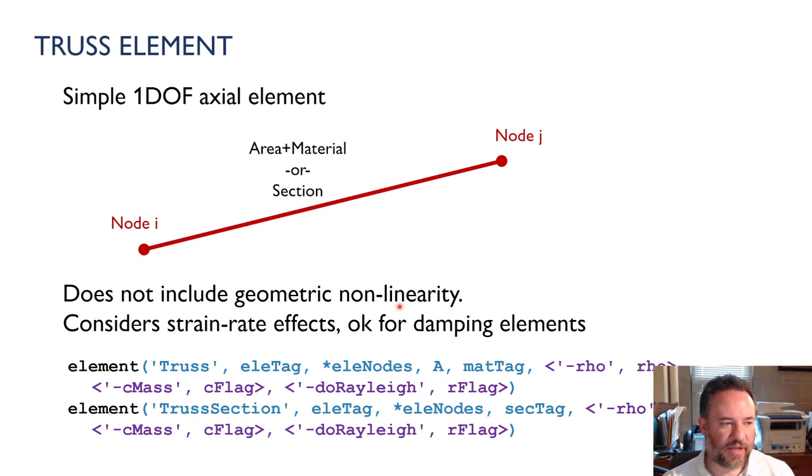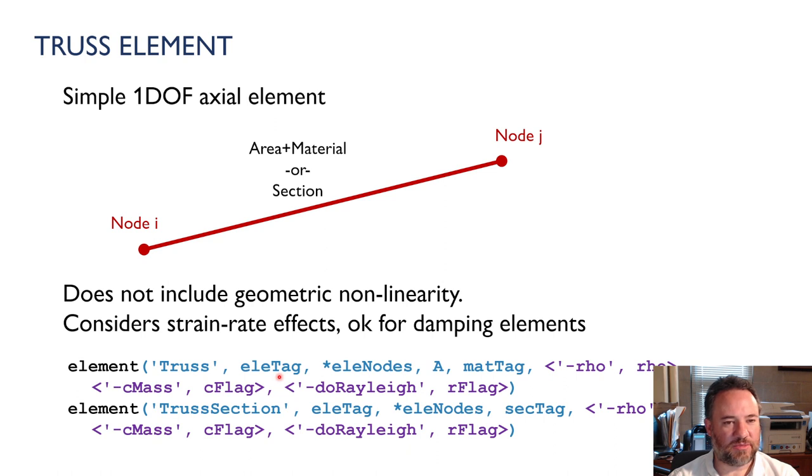Okay, so how do I define elements? Similar to how I did materials. When I had material, I did uniaxial material, then I had the material name, then I gave it a unique tag, then I gave it a bunch of parameters that define the behavior of the material. For the element, the command that I use is element. Then I give it the type of element that I want to use, so in this case, truss in single quotes. Then I give it a unique element tag.